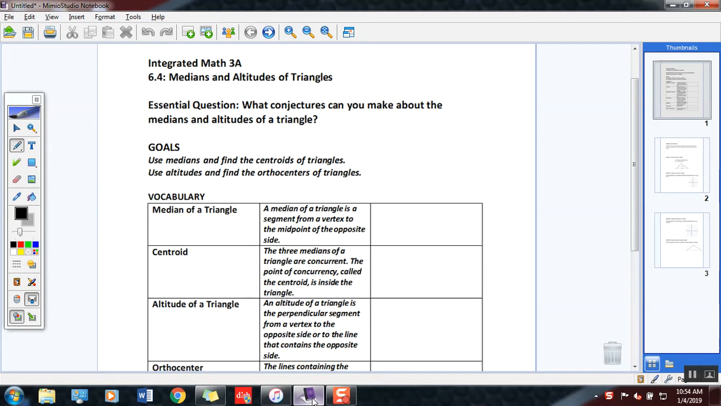Michael, you want to read the essential question for me, please? What conjectures can you make about the medians and the altitudes of a triangle?